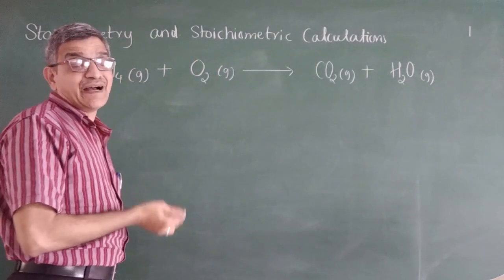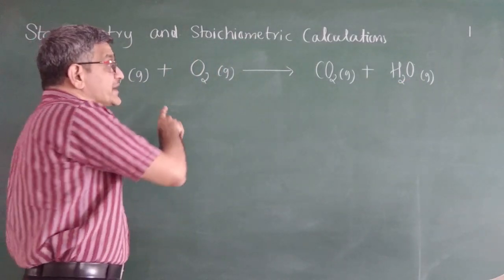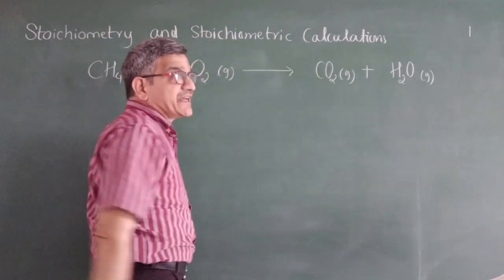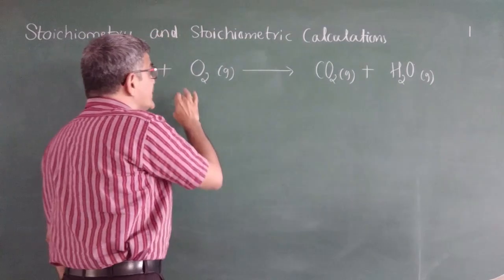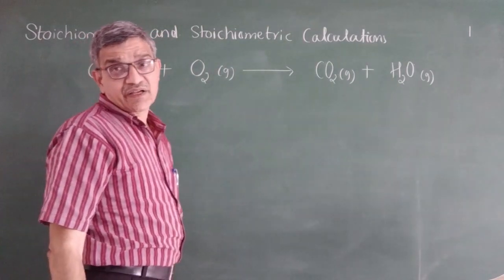It means it is not balanced. So we can't apply the stoichiometric calculation for this. To do the calculation, we must have a balanced chemical equation.